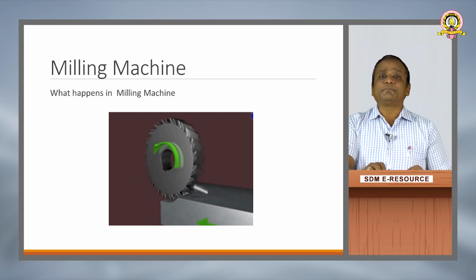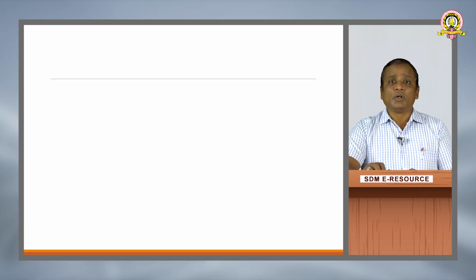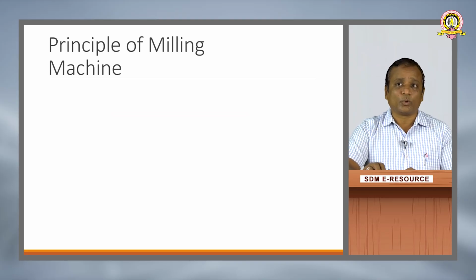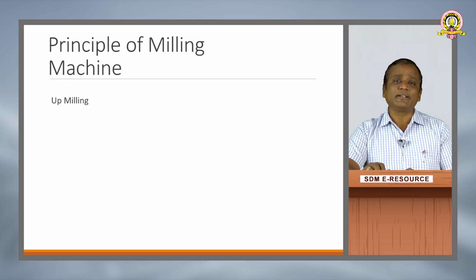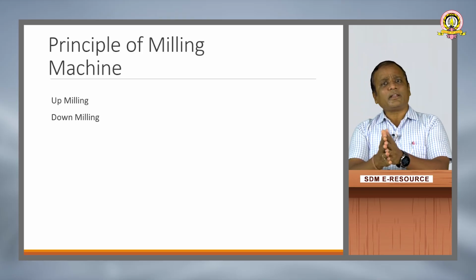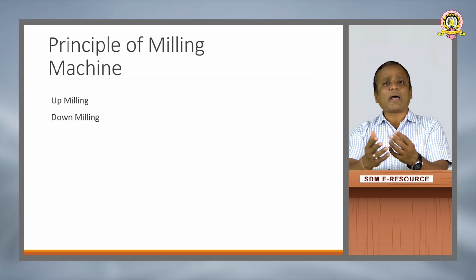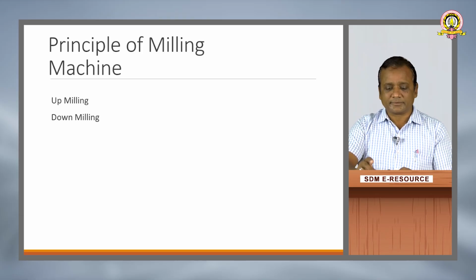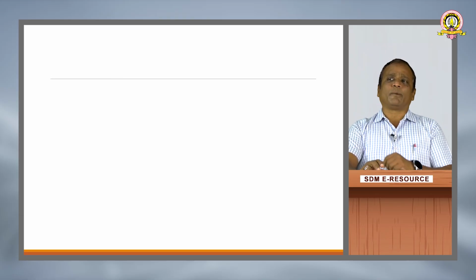Now, let's try to understand what are the principles behind this milling machine. Again, there are two. One is up milling and another one is down milling. Let's try to understand how this up milling looks like and how this down milling looks like, and why do we use up milling and down milling. First one, let's look at up milling.